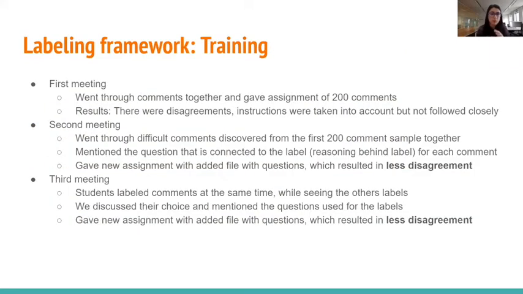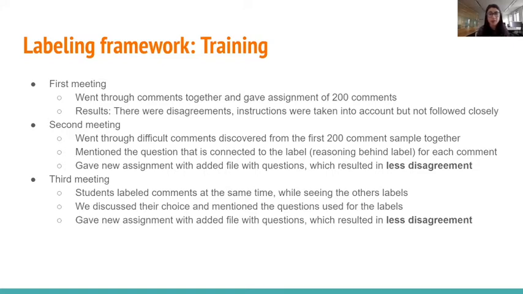So I wanted to show you a little bit about what we actually did in the training. For the first meeting, we started by using our labeling platform. We used Doccano, and all of us were in a Skype call, because this already happened when we had to work online. We went through some comments together, discussed them and labeled them together. Then we gave the students an assignment of 200 comments that we afterwards checked to see how well they performed. For this, we already had some disagreements.